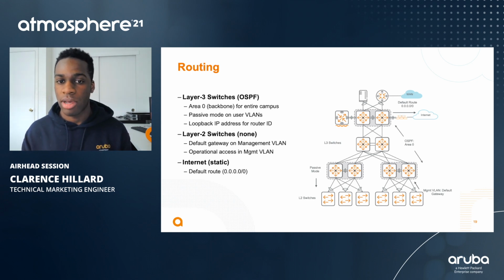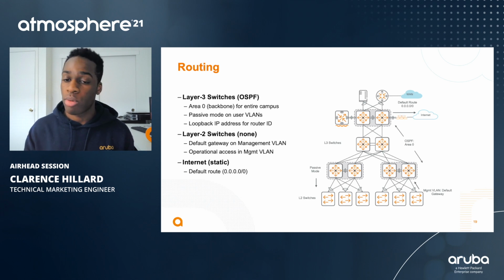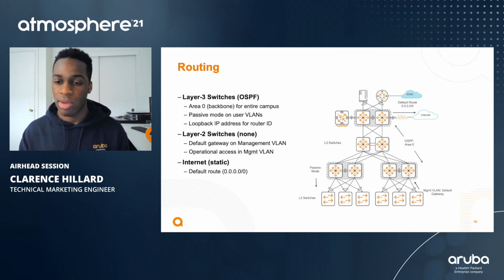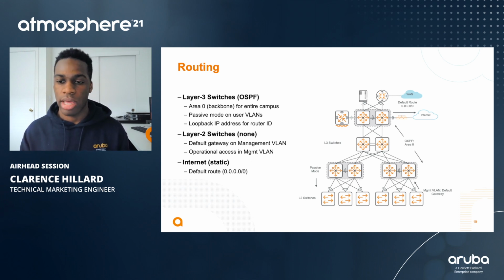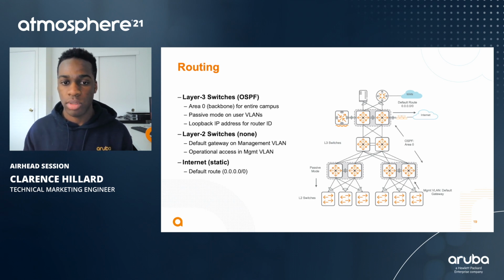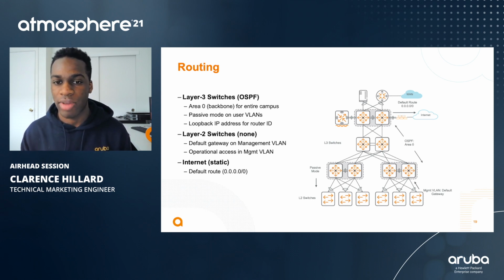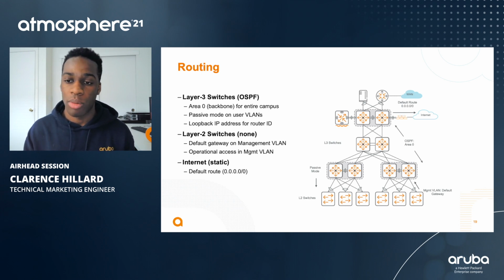Default gateways for my L2 switches are always going to point to the active gateway on my VSX pair. So this is that active forwarding IP address that we have in VSX, and that's what we're going to want to point to for those. And then for my static routes for the internet, I'm just going to have a static route on my access aggregation devices for anything I don't know about within the network.